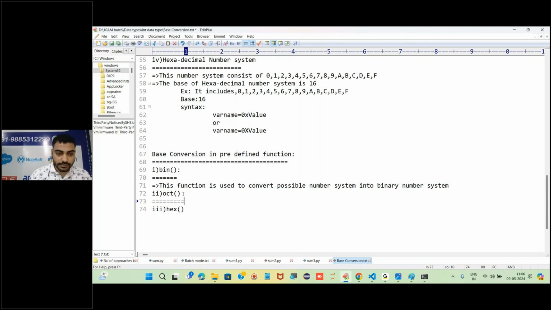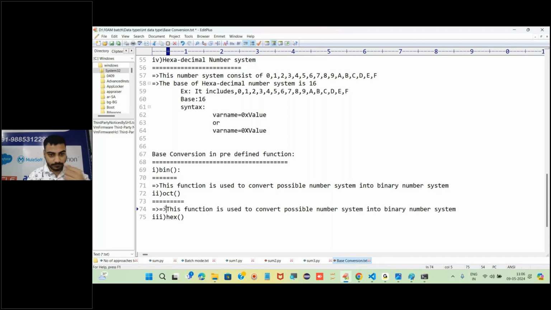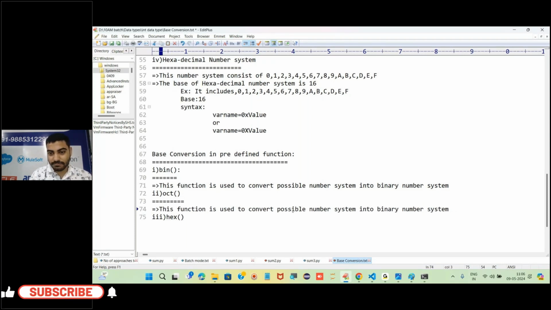Same for this also. Go for it, paste it. Now tell me, this function is used to convert a possible number system into what? Octal number system. Okay, octal. So the function name is what? OCT. Okay, octal.